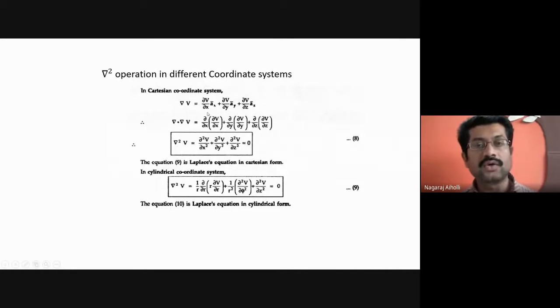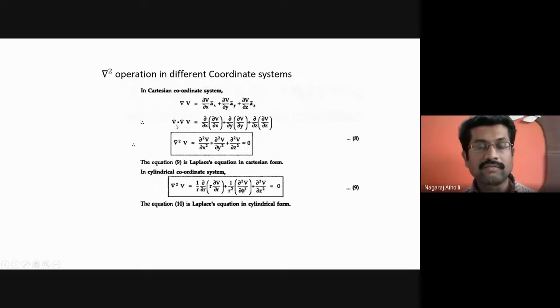So del V is ∂V/∂x ax bar plus ∂V/∂y ay bar plus ∂V/∂z az bar. If it is, say, del A, then what will it be? ∂A/∂x ax bar plus ∂A/∂y ay bar plus ∂A/∂z az bar, like that, depending on the vector given here.